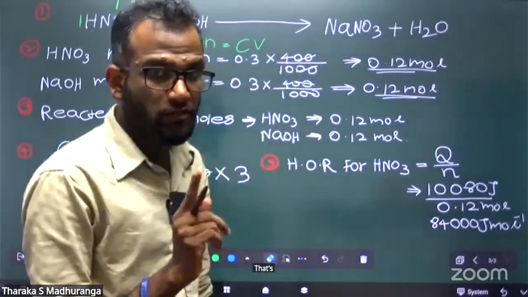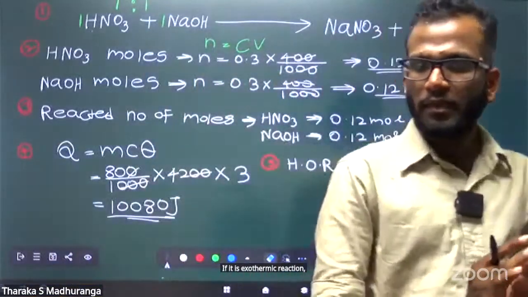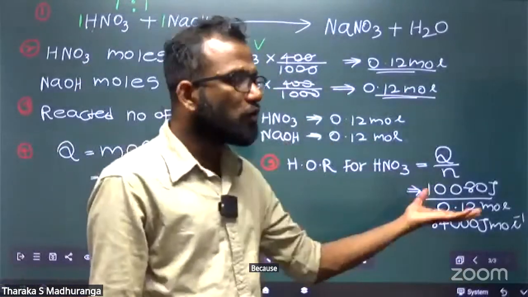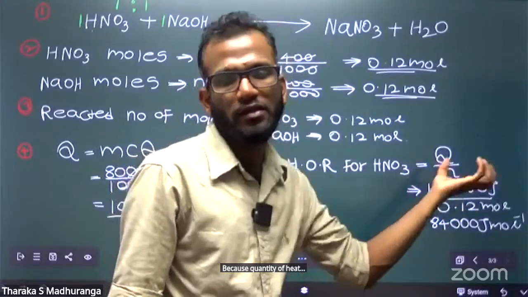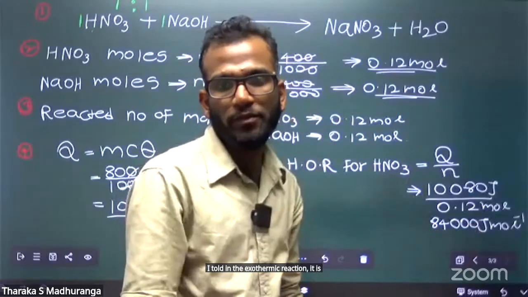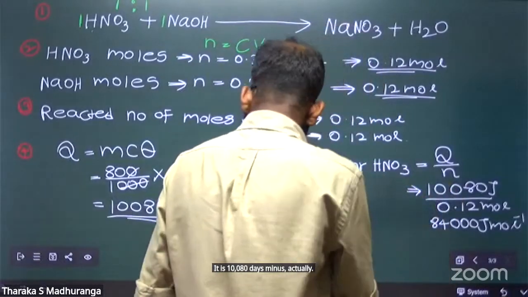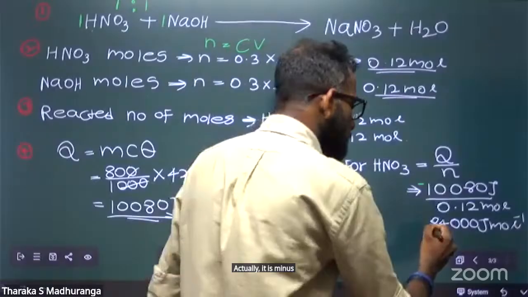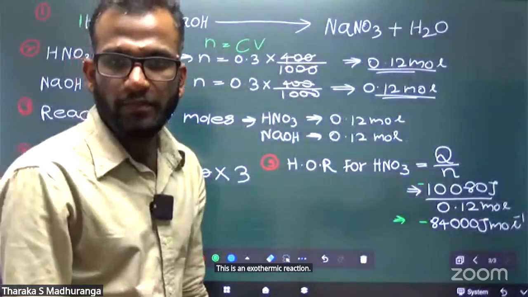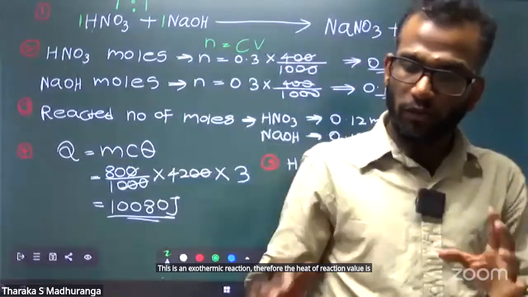If you got a positive value, that's the important point. Last week I did not explain this. If it is an exothermic reaction, the heat of reaction value is always negative, because of the energy difference. In an exothermic reaction it is a negative value. The 10,080 is actually negative. Therefore this value is also negative. What is the reason? This is an exothermic reaction. Therefore the heat of reaction value is negative. Please note down all reasons.